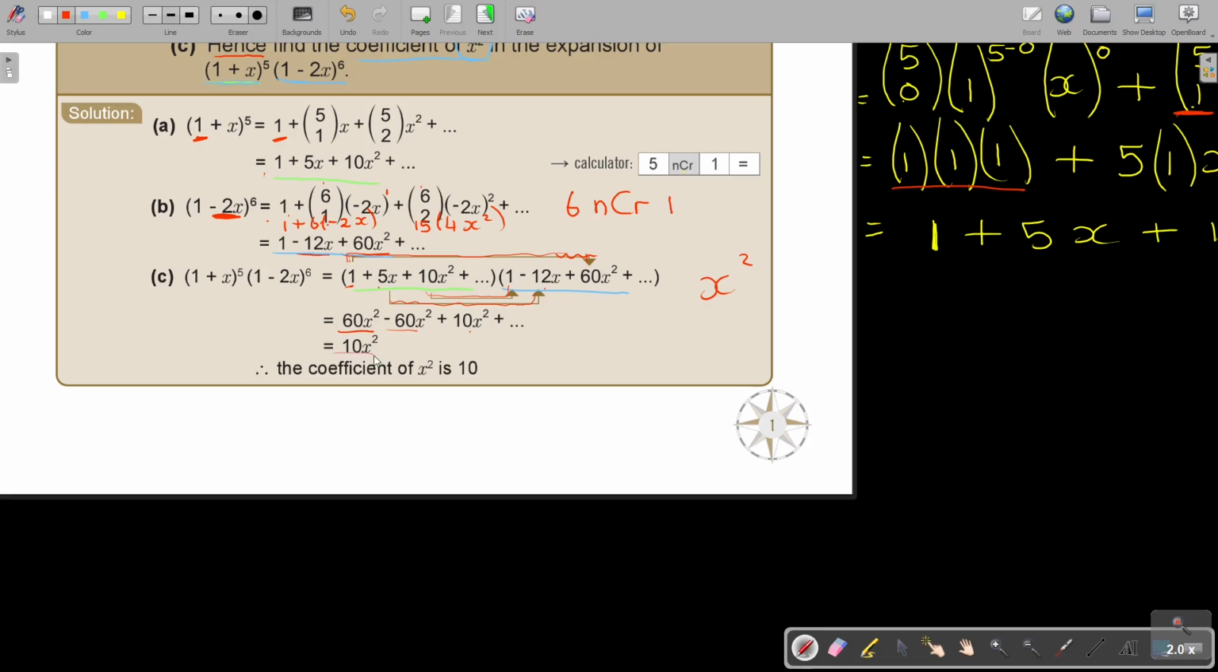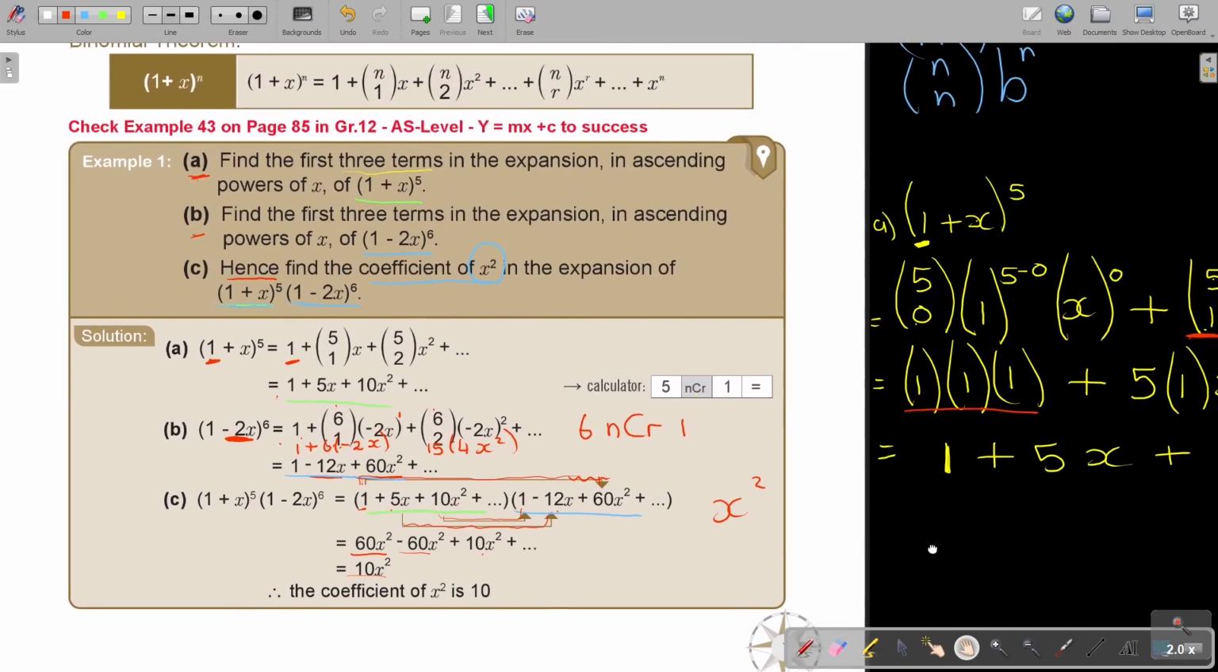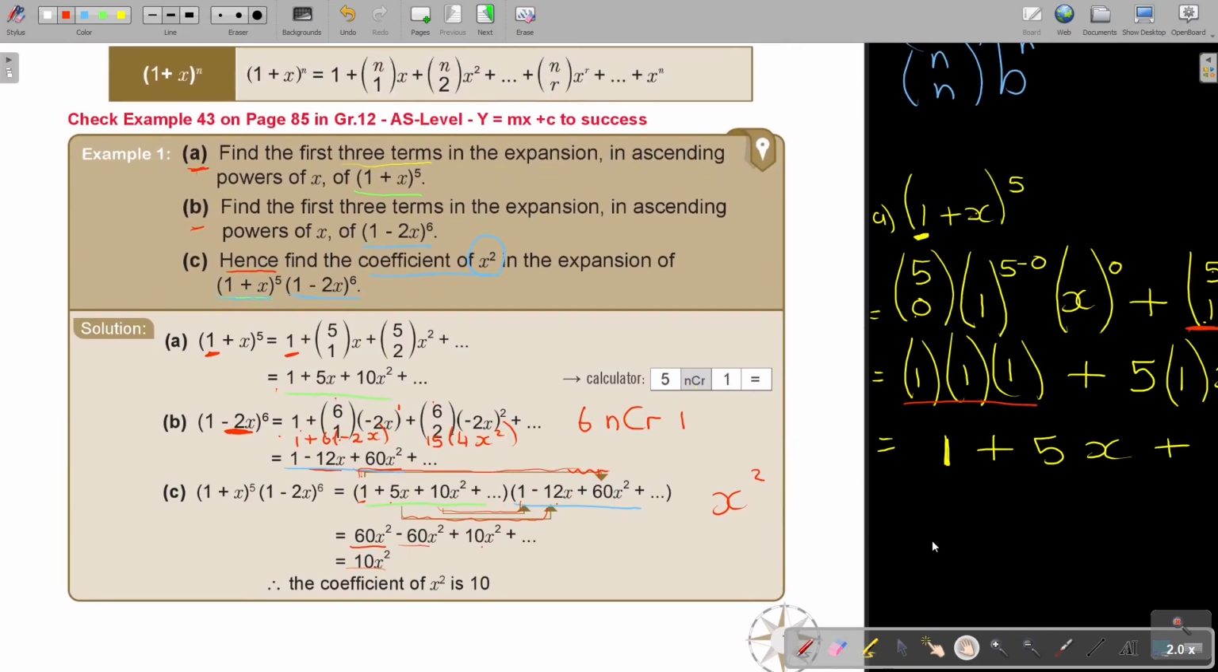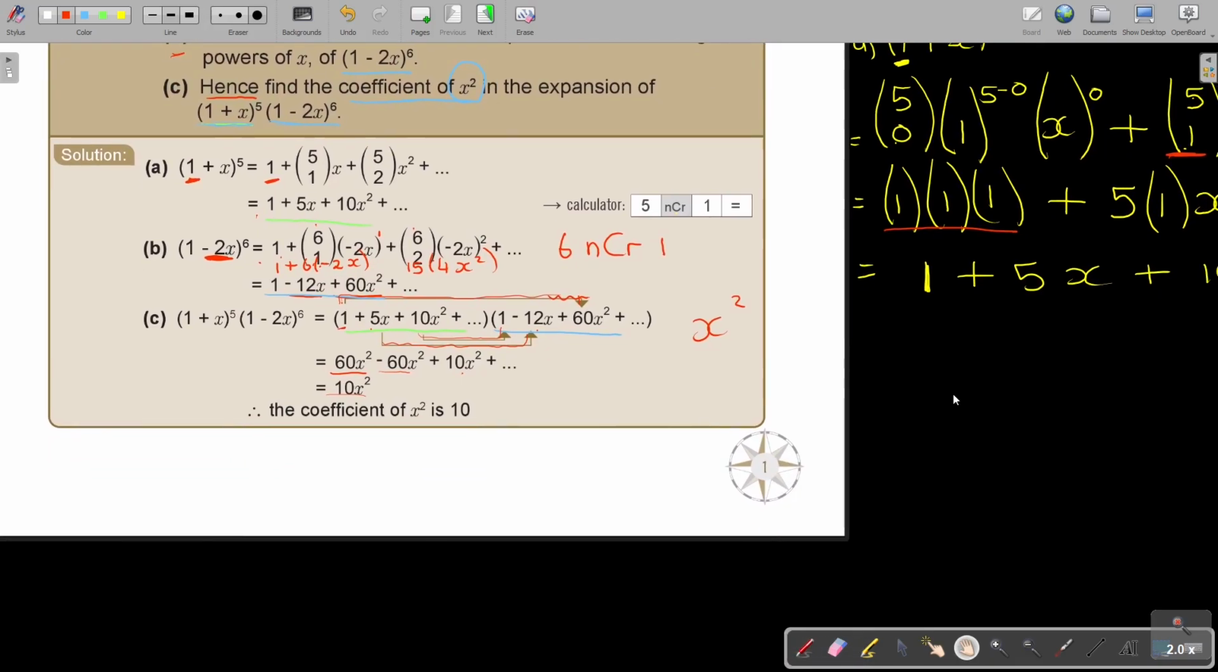But read the question. What was the question? They didn't want 10x squared. They say, find the coefficient. That's the value in front of x squared. So end nicely by saying the coefficient of x squared is 10. As easy as that. Okay, so this is the one way they like asking it.